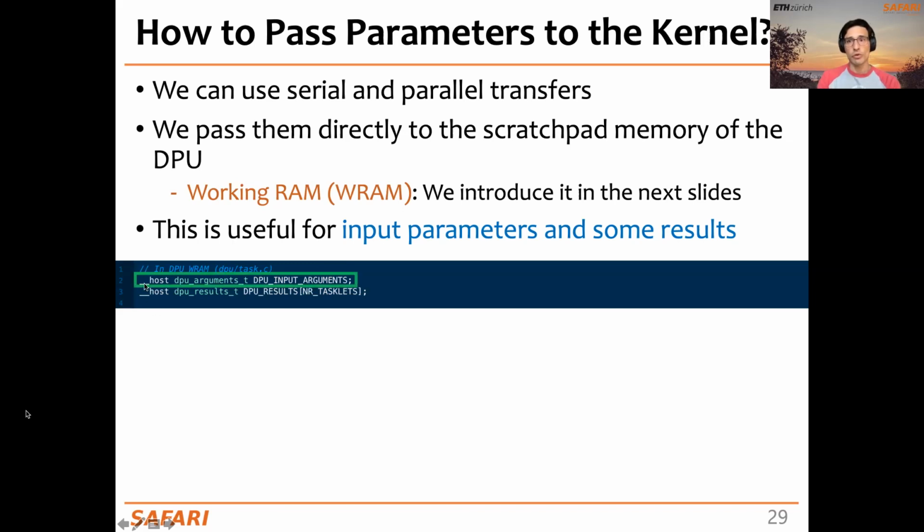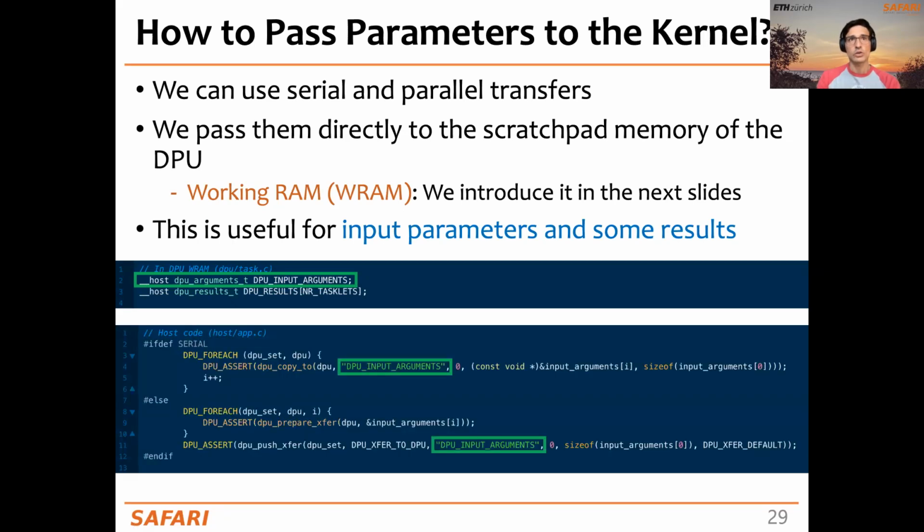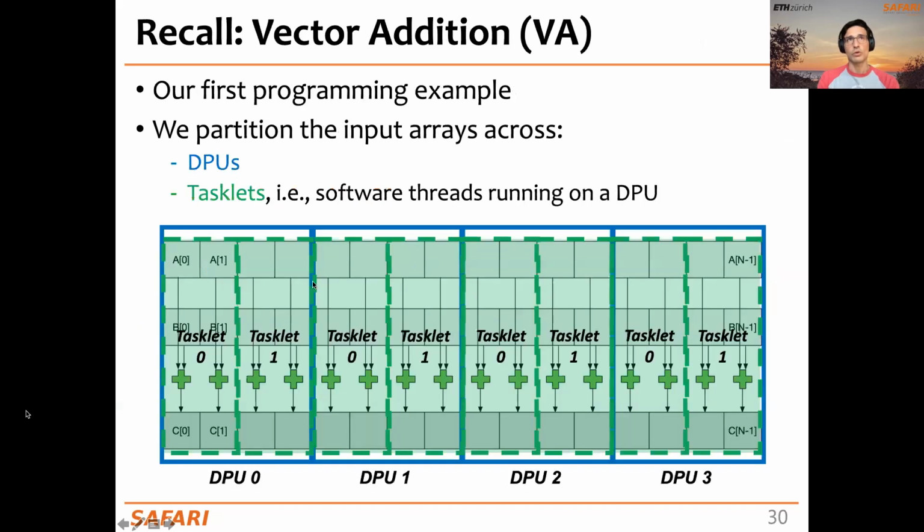So for example, if we want to copy the input parameters, we can use either serial transfers or parallel transfers, but we would need to use these DPU input arguments that identify these input arguments that we have declared in the DPU code.